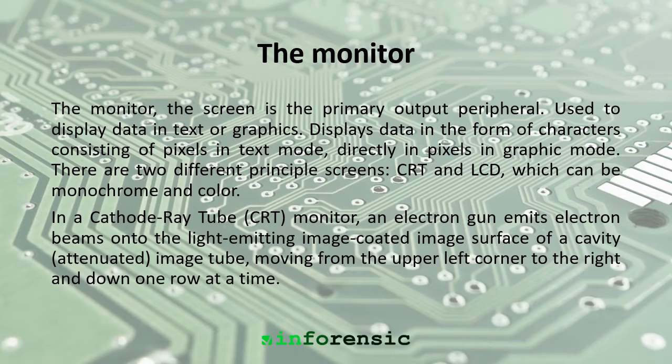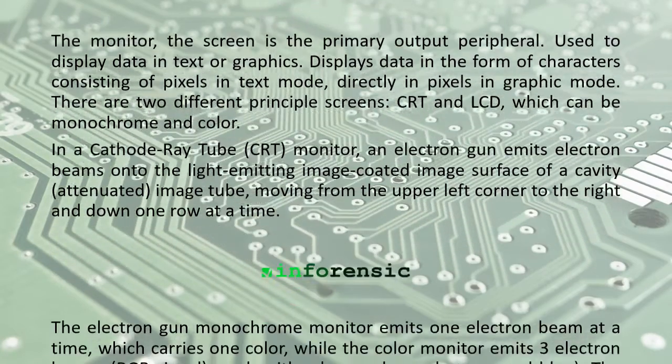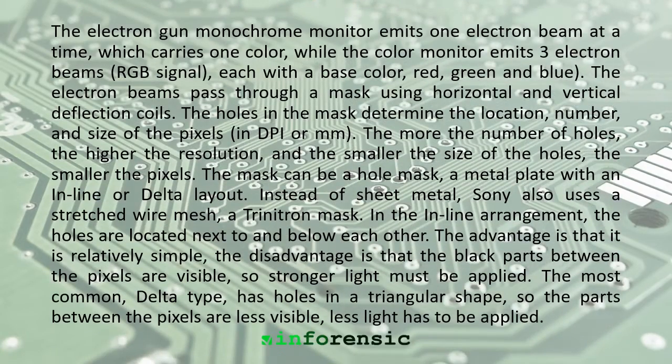In a cathode ray tube, CRT, monitor, an electron gun emits electron beams onto the light-emitting image-coated surface of a vacuum image tube, moving from the upper left corner to the right and down one row at a time. The electron gun of a monochrome monitor emits one electron beam at a time, which carries one color, while the color monitor emits 3 electron beams, RGB signal, each with a base color, red, green and blue.